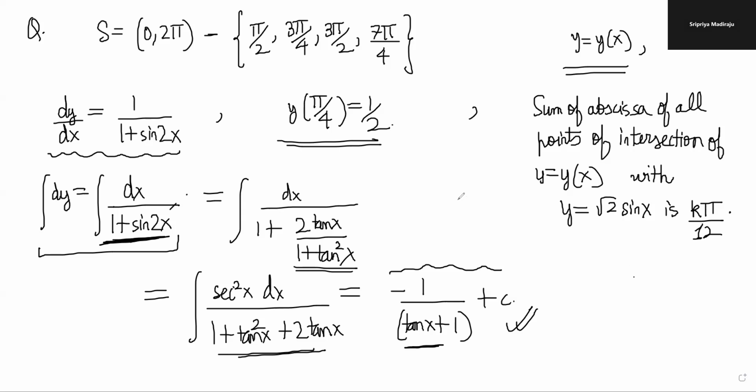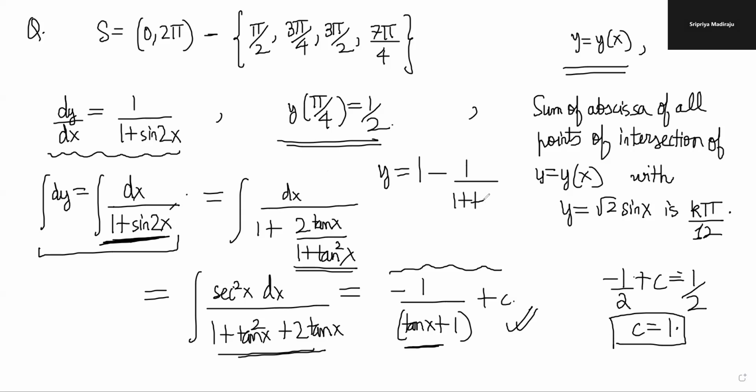Wait, same value. I don't care about what you have done. The normal way to solve it is just put pi by 4 here, and you're getting minus 1 by 2 plus c is equal to 1 by 2, and c is equal to 1. And I have got my function as 1 minus 1 by 1 plus tan x. That is simple enough for me. Tan x by 1 plus tan x.